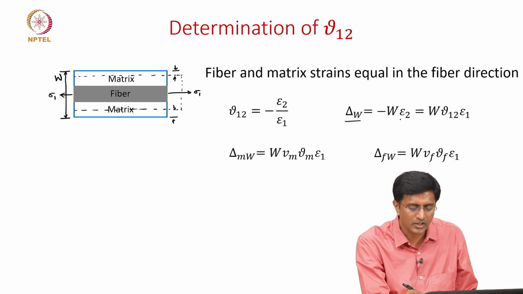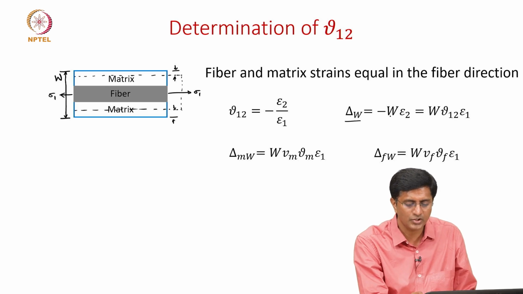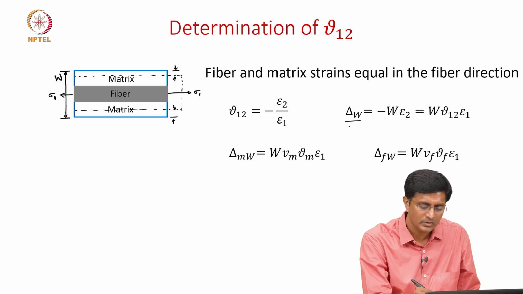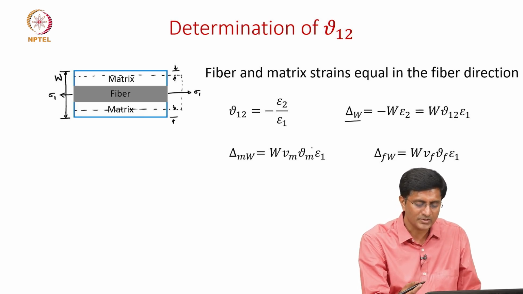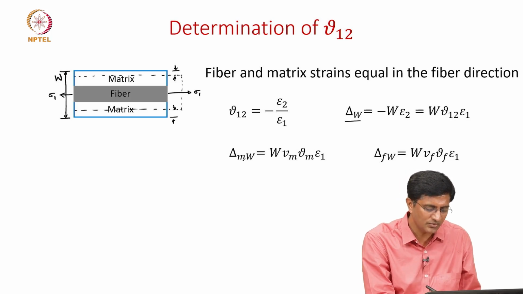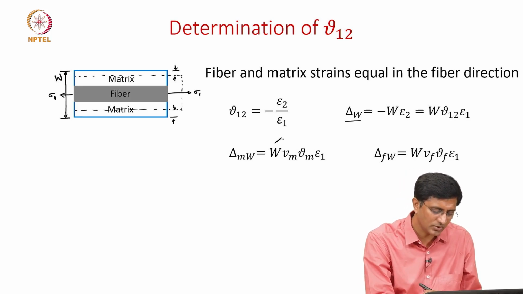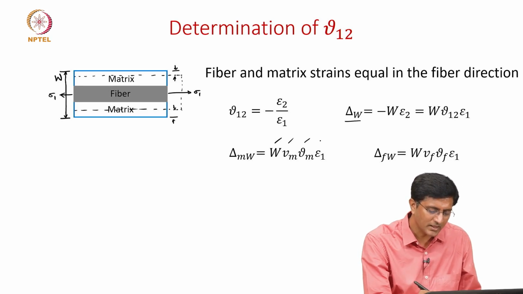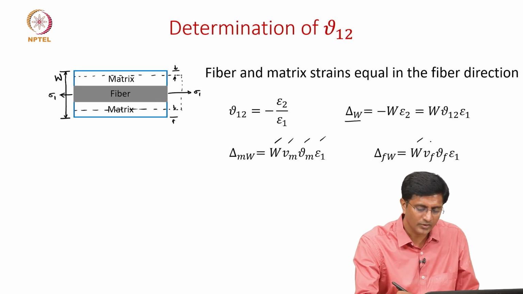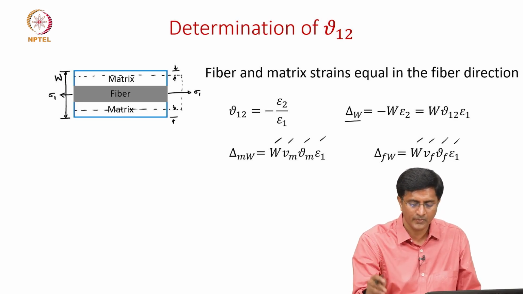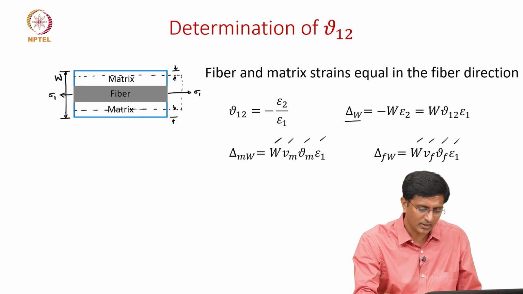So we already showed that epsilon 2 can be written as Poisson ratio nu 1 2 times the strain in the direction 1. Similarly, I can apply the same expressions for the matrix as well as the fiber, where we showed the change in the dimensions in width is given in terms of the total width, volume fraction, Poisson ratio of the matrix, and the strain. Similarly, here the total width, volume fraction of fibers, the Poisson ratio of the fibers, and the strain in the fibers. Now let's see how we can club these expressions.